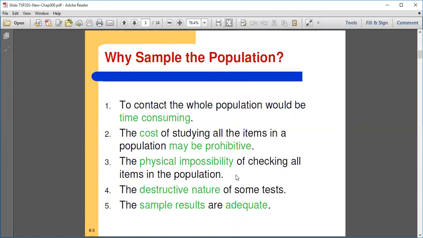The destructive nature of some tests. The destructive nature of some tests means that sometimes you cannot take samples of each and every item. So there are some kinds of tests we can use for sampling. So let's move on. The fifth point is that the sample results are adequate.